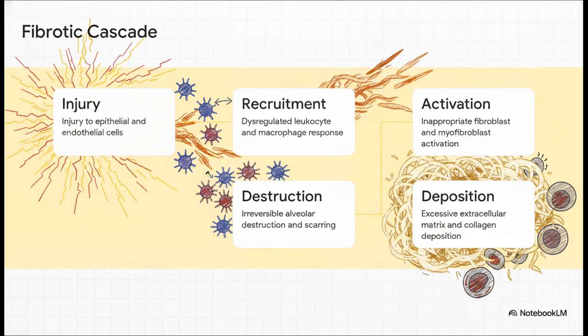Normally, your lung would just heal this, but in ILD, we move to Step 3, the inappropriate activation of fibroblasts and myofibroblasts. They basically go into overdrive, and that leads directly to Step 4, a massive, excessive deposition of collagen. And finally, the end game, Step 5, completely irreversible alveolar destruction.